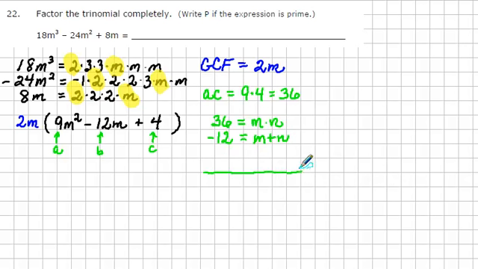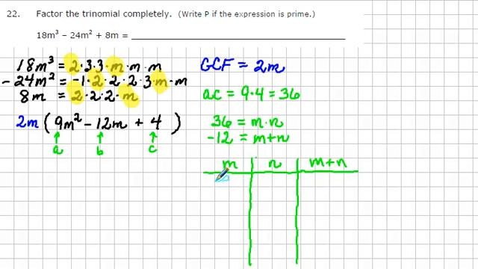So if we take a systematic approach to this, we would have M, N, and M plus N. And we want the two terms to add up to a negative number, and when multiplied together we want the result to be positive. So that means that our two numbers have to be negative.